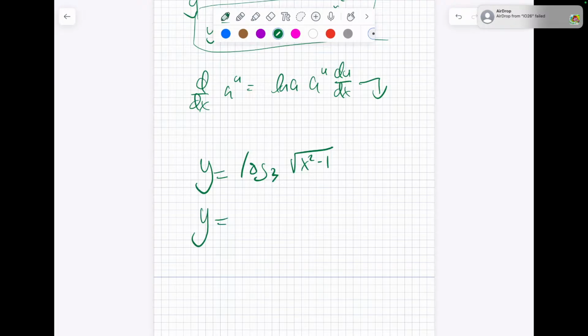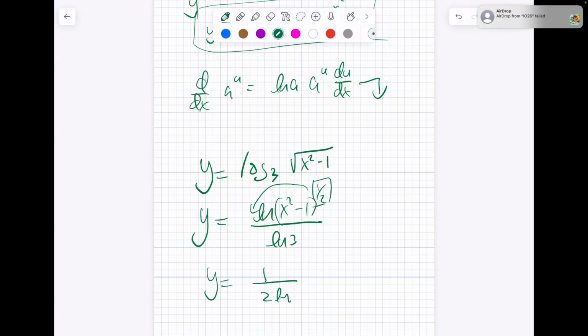So it's y equals ln of (x squared minus 1) to the 1/2 power over ln of 3, right? If I bring the 1/2 in front, because of the exponent rule, it's going to be y equals 1 over 2 ln 3 times ln of x squared minus 1. Now, did I do any calculus? I did not do any calculus at all. What I did is I just changed the normal log to the natural log form.